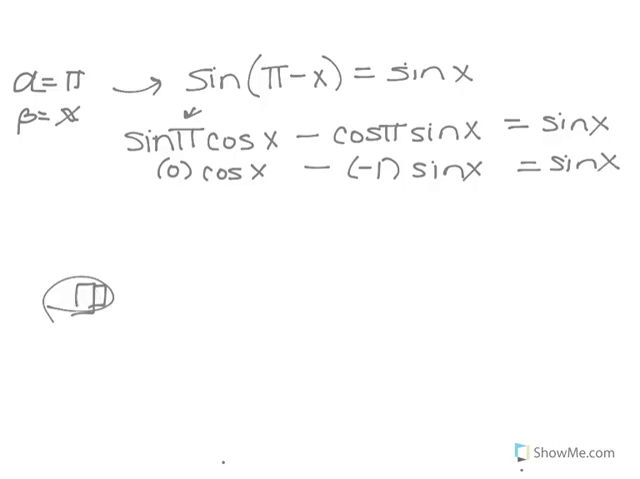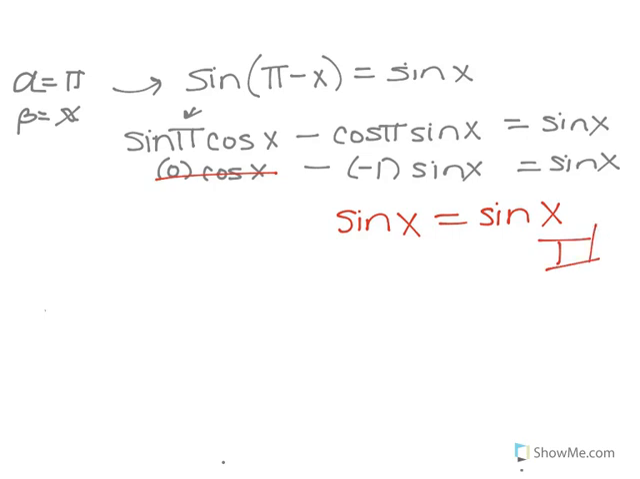Get rid of this. So right here we have 0, so that's gone. And then we have minus negative 1, so that becomes a positive. So sine x equals sine x. Amazing. We're done. That's the end of the proof.